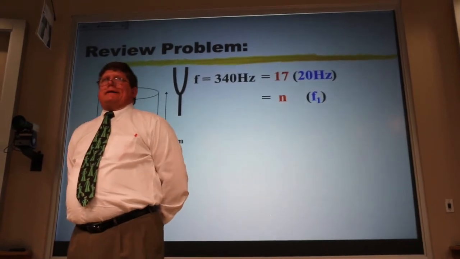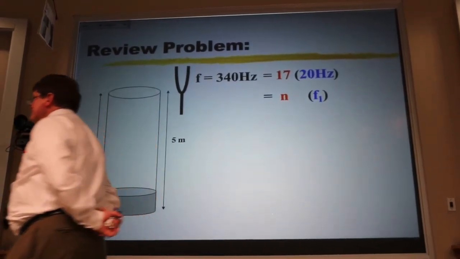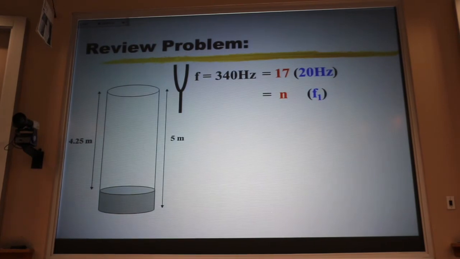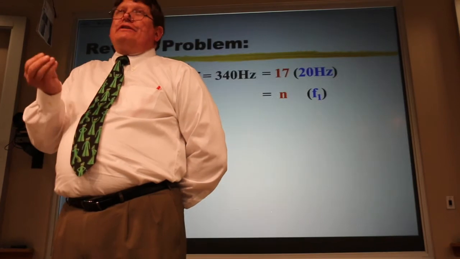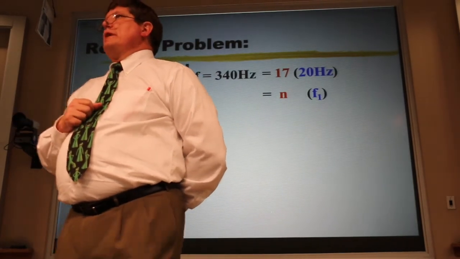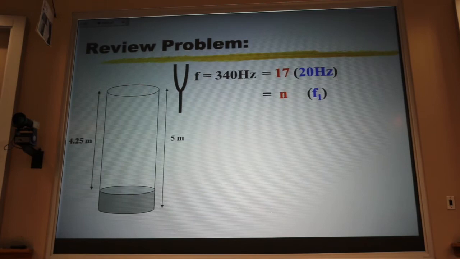Can anybody help me out? 8.5. Excellent. How did you get that? Perfect. Okay. If the third harmonic has 3 half footballs, and the fifth harmonic has 5 half footballs, and the 7th harmonic has 7 half footballs, then the 17th harmonic has 17 half footballs. Well, 17 half footballs is 8.5 footballs. And so what it would look like is 8 footballs and a half at the top.